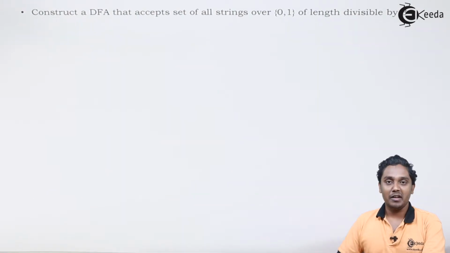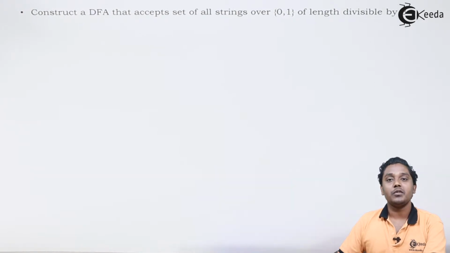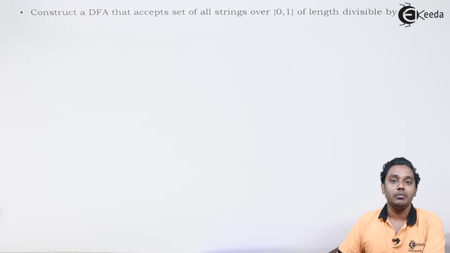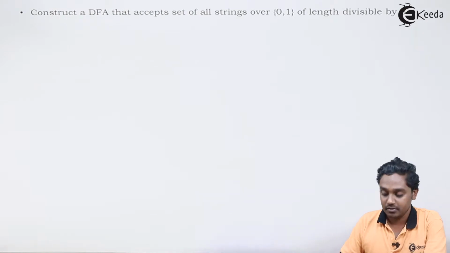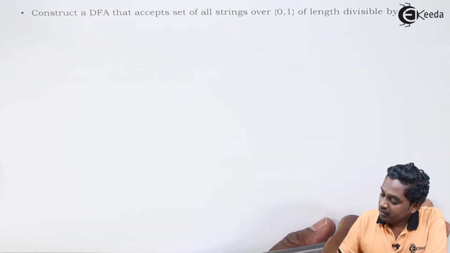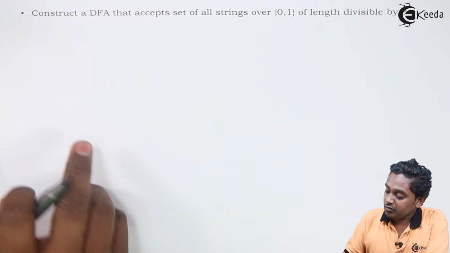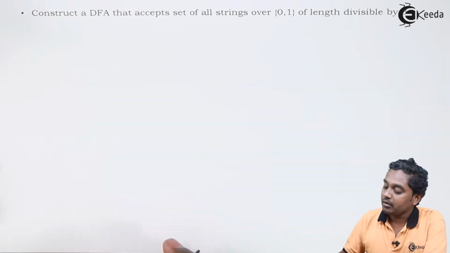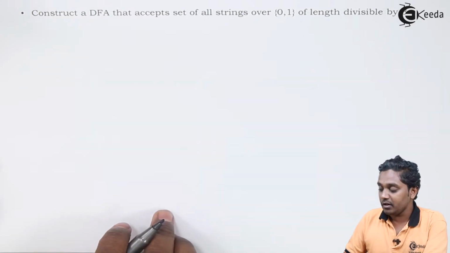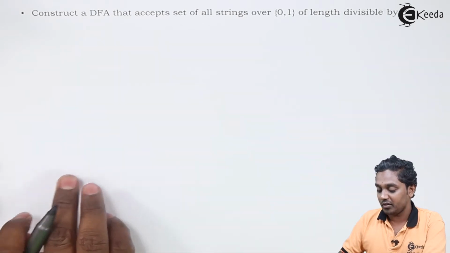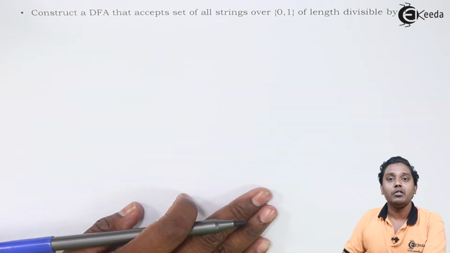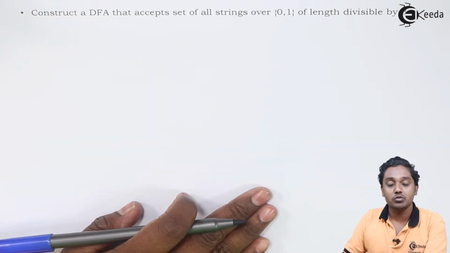One more DFA we are designing over here is going to accept the strings of length which are divisible by 3. Divisible by 3 means it will accept strings of length, let's say, 0, 3, 6, 9, etc. So one thing you have to keep in mind is that we are trying to remember the number of input symbols. Whenever it is a multiple of 3, we will have to transit to a final state. Whenever it is not a multiple of 3, we have to transit to a non-final state.